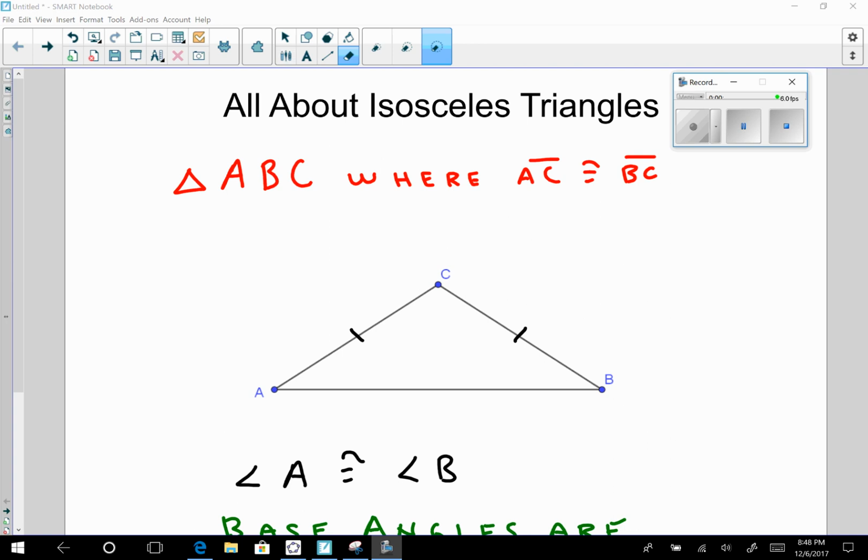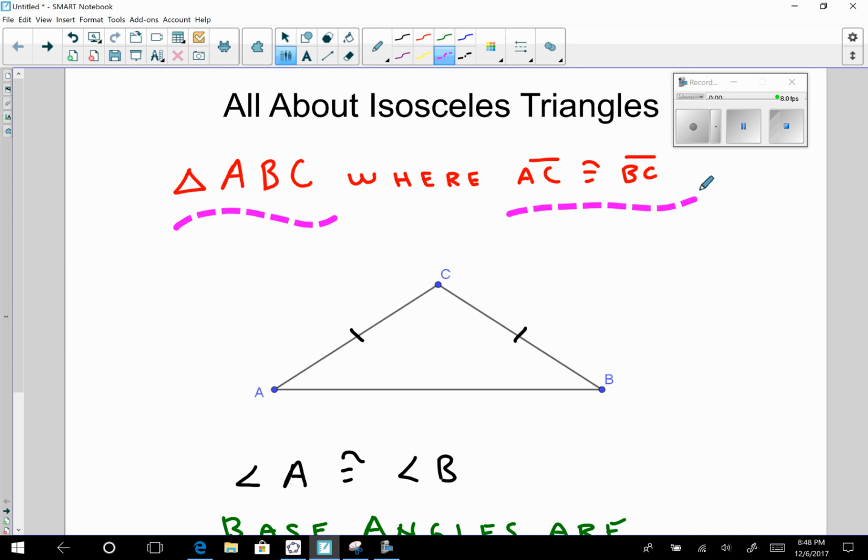Let's talk about some isosceles triangles. Let's have a formal discussion about isosceles triangles. So let's consider triangle ABC, where AC is congruent to BC. The diagram shows this given fact. AC is indeed congruent to BC by the congruent dashes.